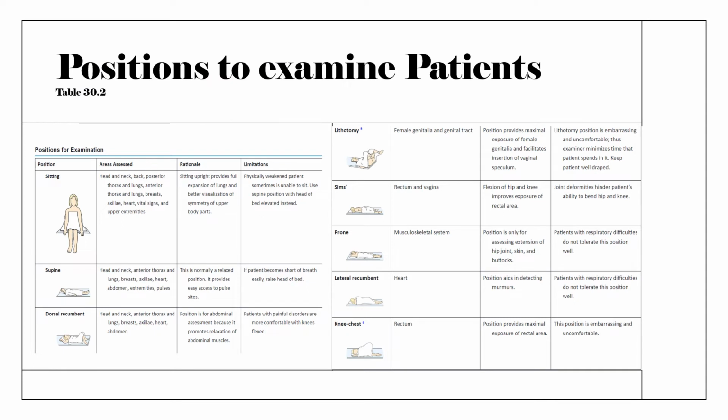So going back to the positions to examine patients, here are a variety of positions that your patient may be in. This can be found in your Potter and Perry table 30.2. And as you can see, you'll have to know these positions: sitting, supine, dorsal recumbent, lithotomy, Sims, prone, lateral recumbent, and knee chest. So these are various ways that patients can be in depending on what the examination entails.